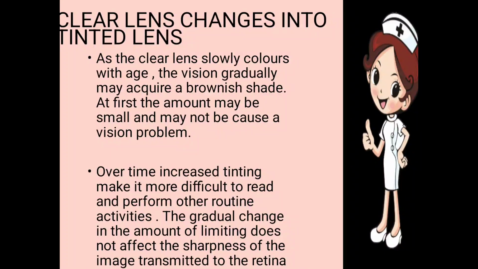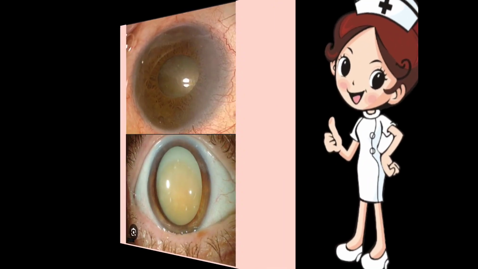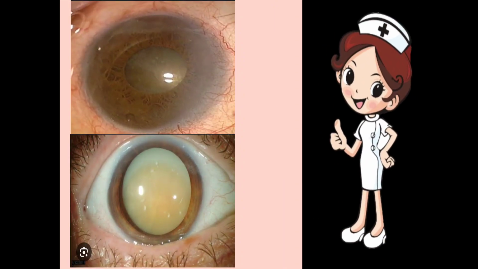Next one, clear lens changes into a tinted lens. The clear lens slowly colors with age. As the cataract starts developing, different types of cataracts develop inside the eye, and the lens becomes tinted. If you notice here, this one is the brownish cataract. A brownish tint appears inside it, whereas the normal is black, and in this case an orangish part is needed. This one is the nuclear sclerosis, the NS, and these are the types of cataract.